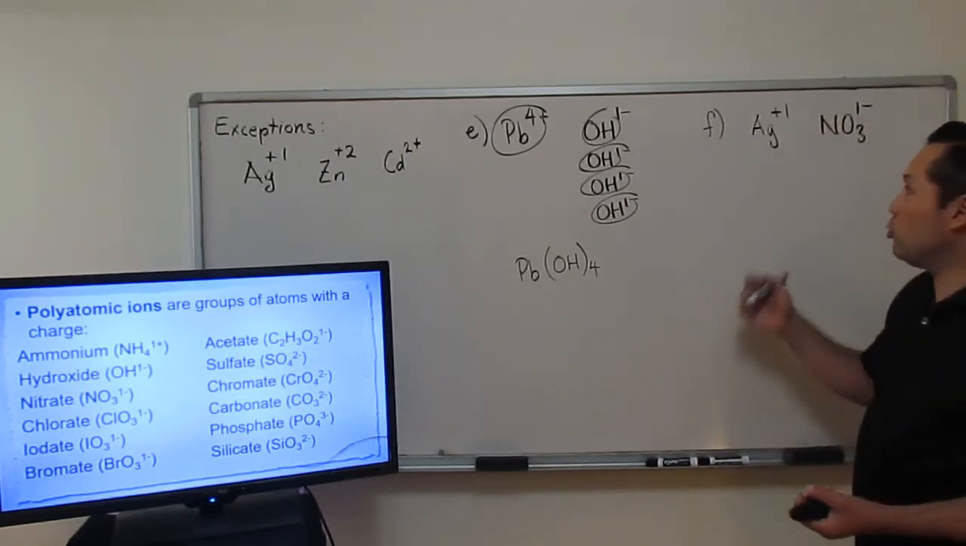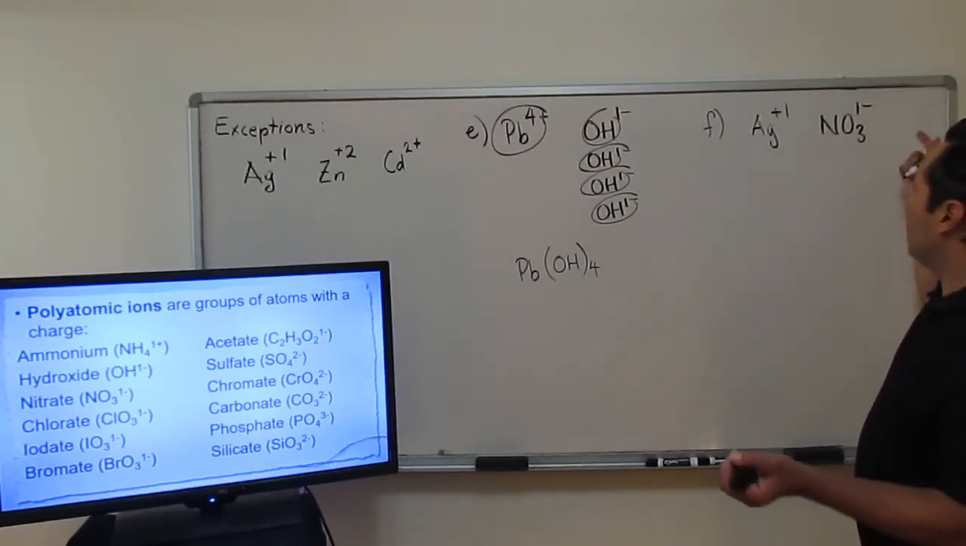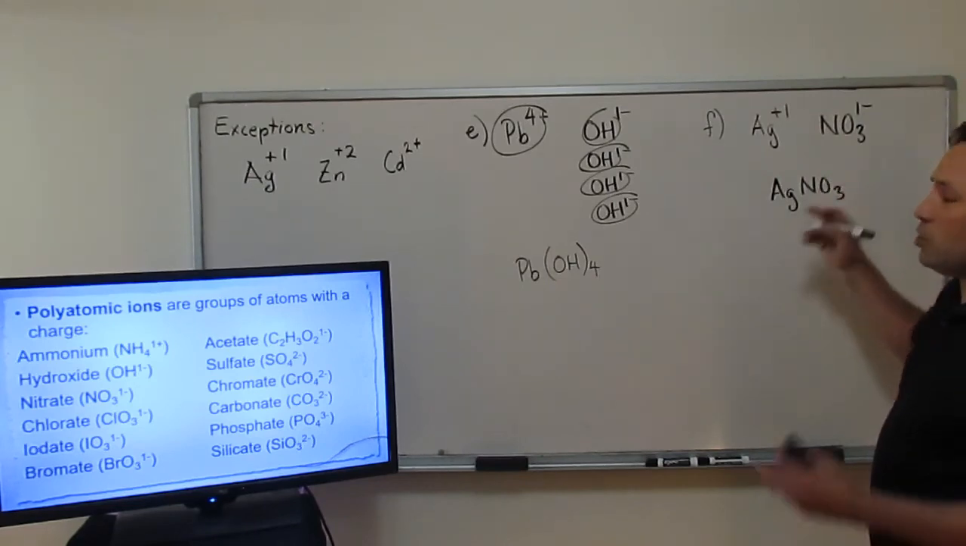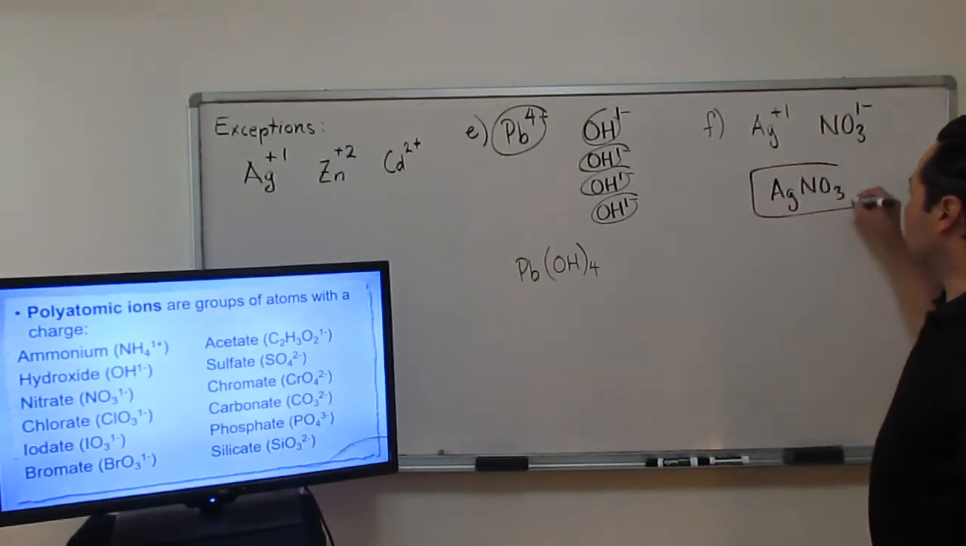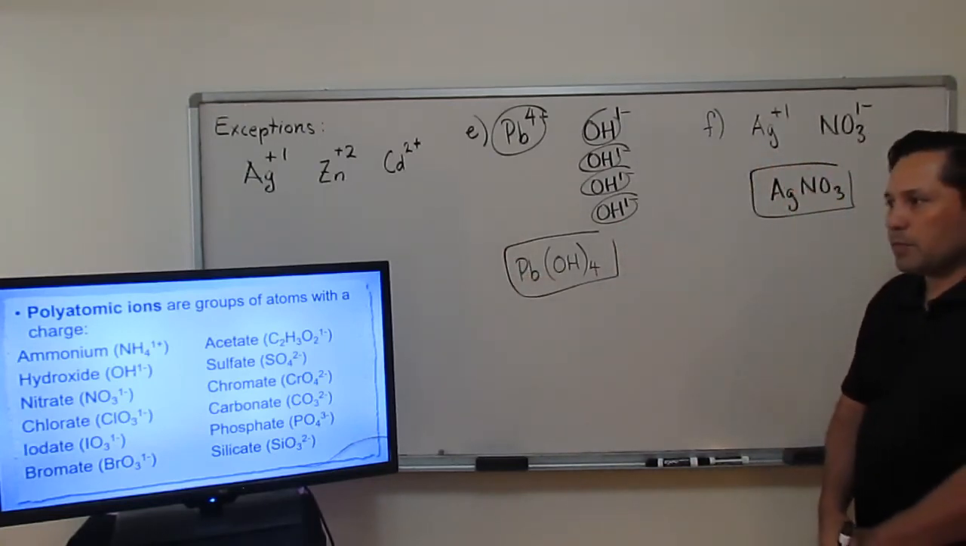Great, so what do I have to do? Do I need to add more Ag's? No. Do I need to add more nitrates? No, I do not. It's done. So there's only one of these and one of those. You essentially just put them together. And that is your answer for E and F.